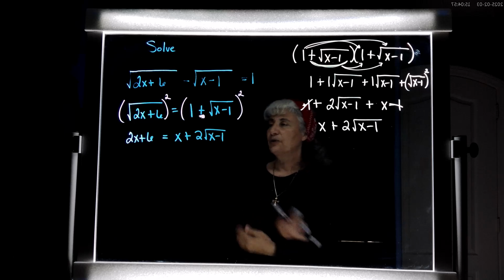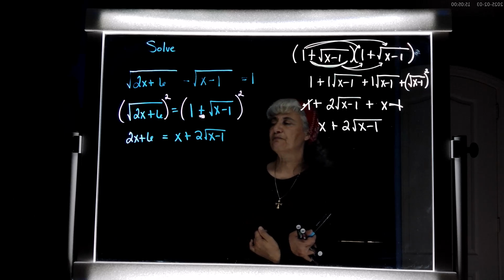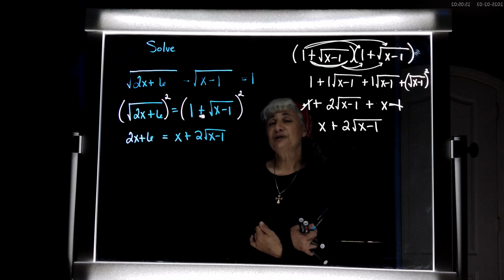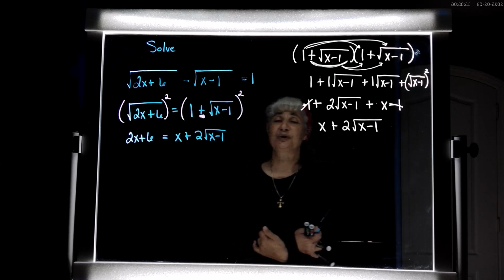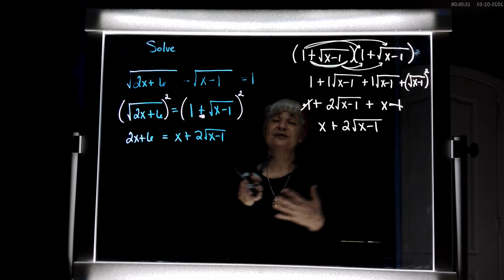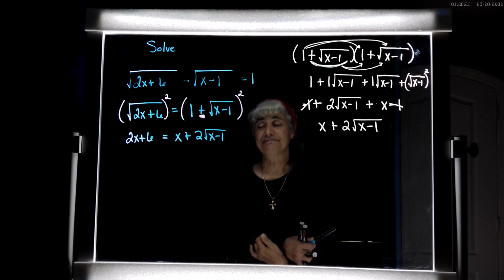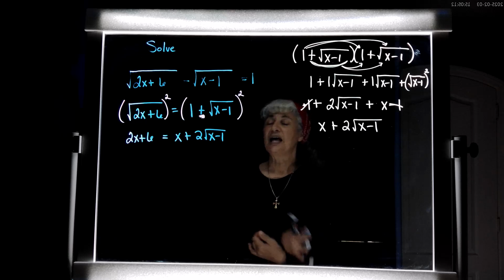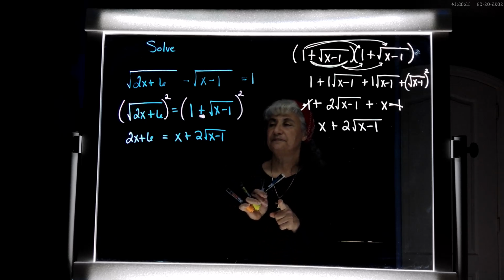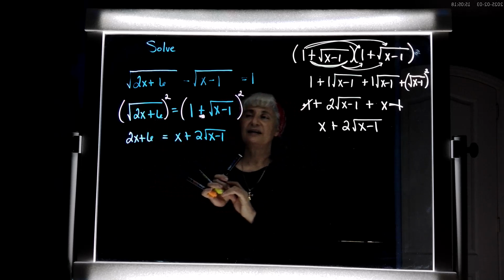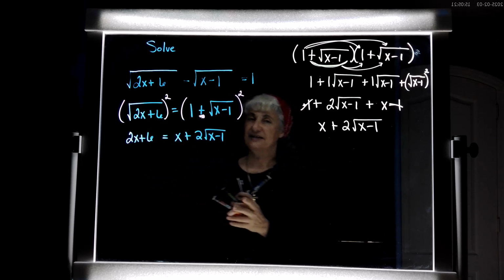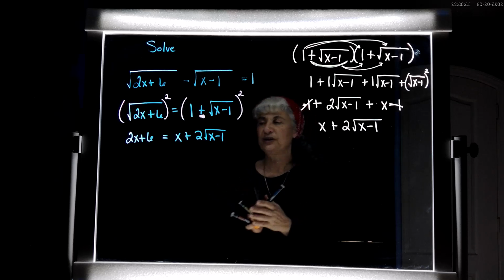Good? Okay, loving it. And you're noticing something, aren't you? You're like, oh my gosh, there's still a radical in there. There's still a square root in there. Am I going to have to square this thing again? And the answer is yes. Sorry. But question. Is it easier to square a square root when it's the only thing on that side or when it has something else on that side? Yeah, when it's the only thing.